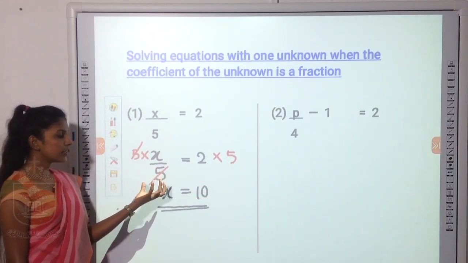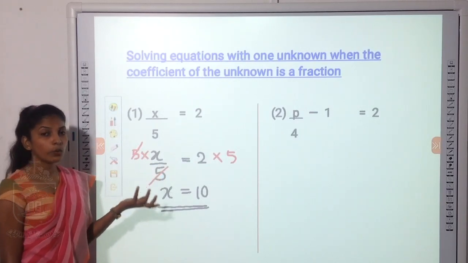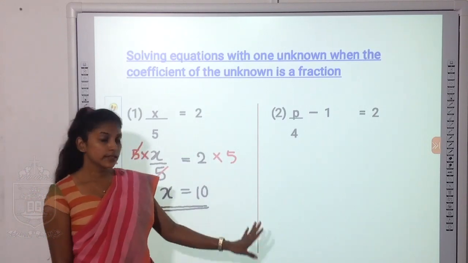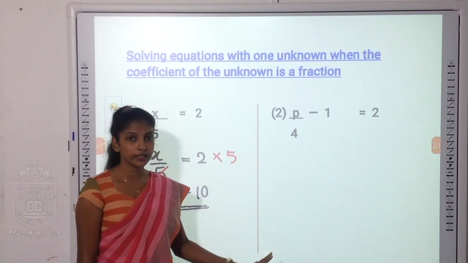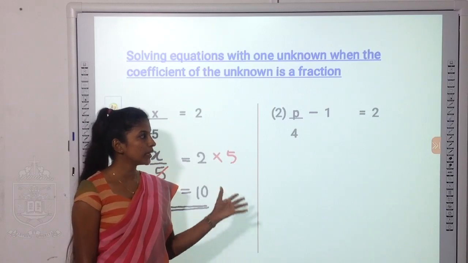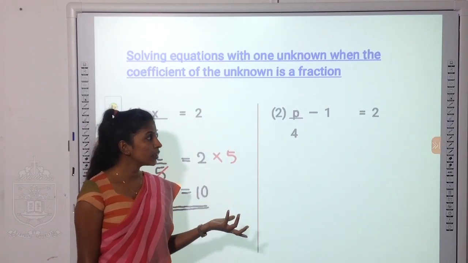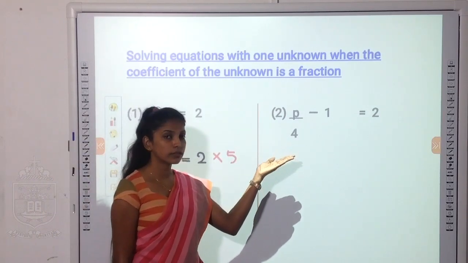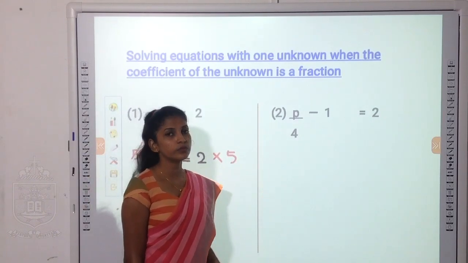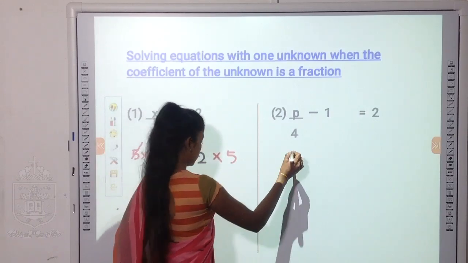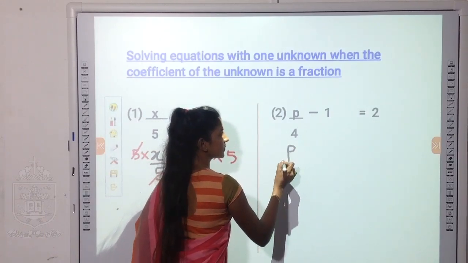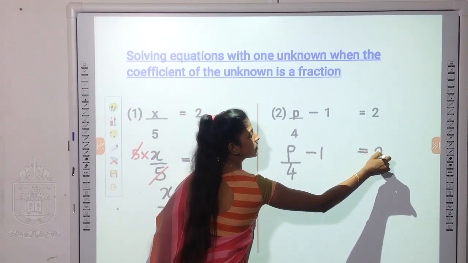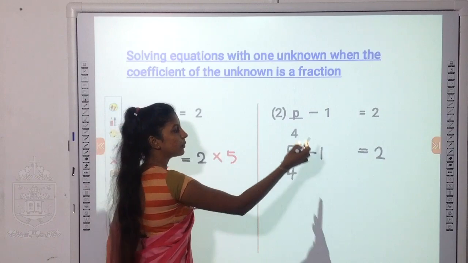First of all, you have to cancel the coefficient if you have only one algebraic term in the expression. Right, so in the second equation you can see there are two terms, p divided by 4 and minus 1, separated. So before removing the coefficient, you have to remove minus 1 from the equation. So p divided by 4 minus 1 equals 2. First of all, you have to remove minus 1.